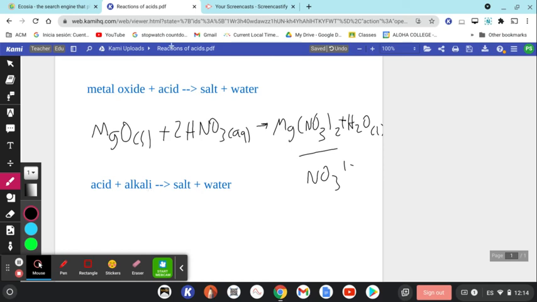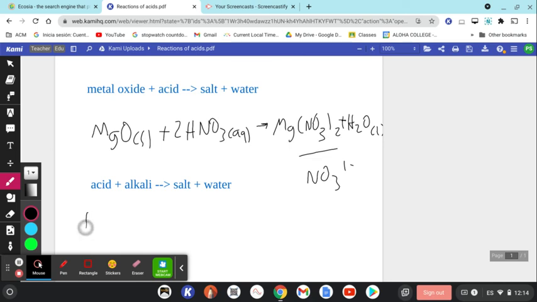Now, the last reaction is very similar to the one above. Acid plus alkali makes salt and water. They both make salt and water. The only difference here is that metal oxide is a base. It is not soluble, whereas an alkali has a pH greater than 7 and is soluble in water.